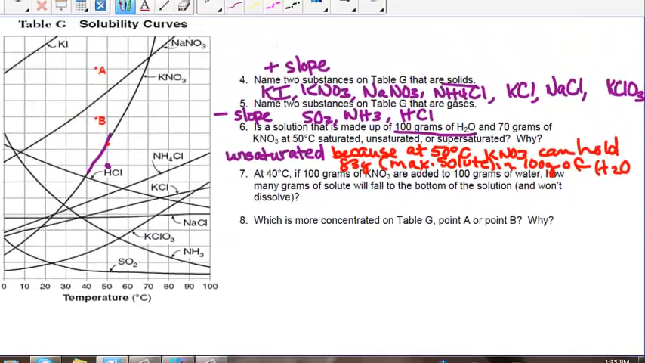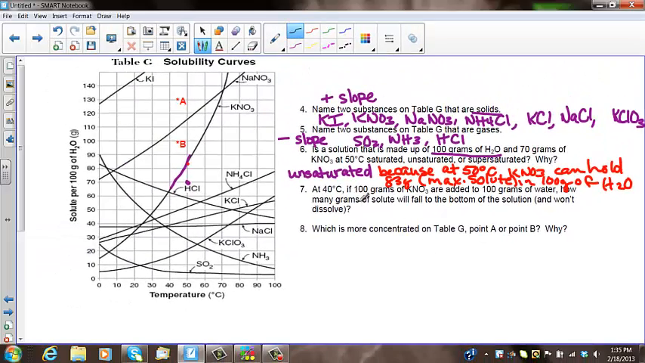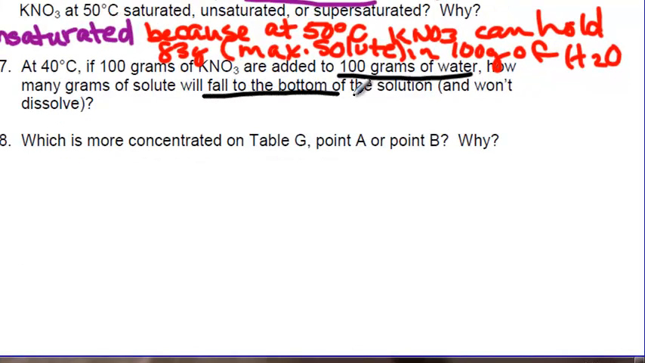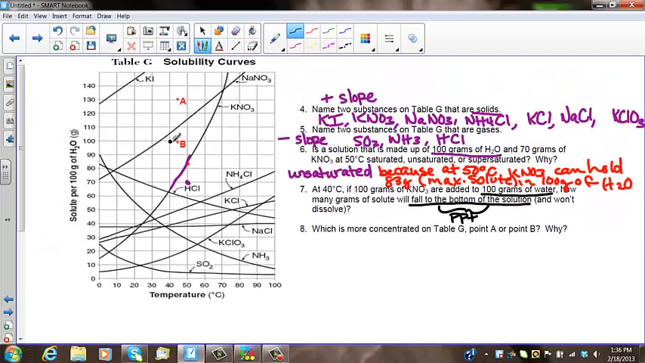Okay, next question. At 40 degrees Celsius, if 100 grams of KNO3 are added to 100 grams of water, so we're dealing with normal water again, how many grams of solute will fall to the bottom of the solution? When you see the words fall to the bottom of the solution, that's the same thing as saying precipitate. How many grams will precipitate? So 40 degrees, and we have 100 grams. So I'm going to go to 40 degrees and I'm going to put a mark at 100 grams, which is right here.